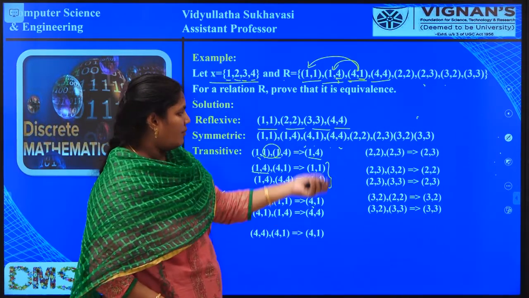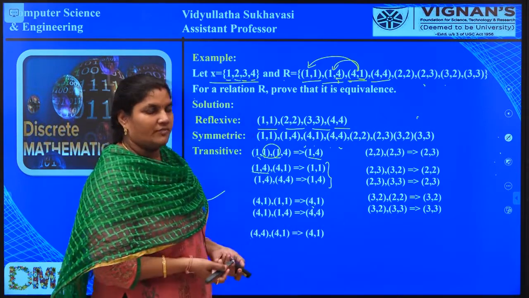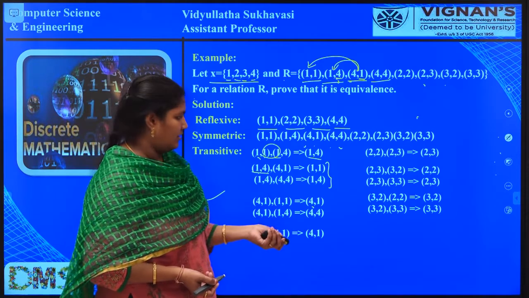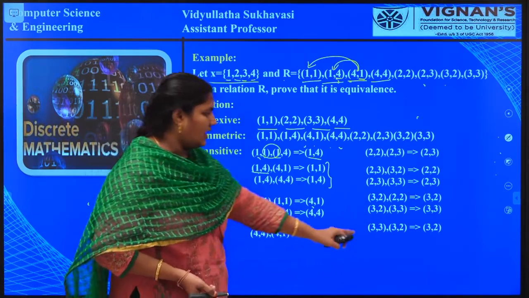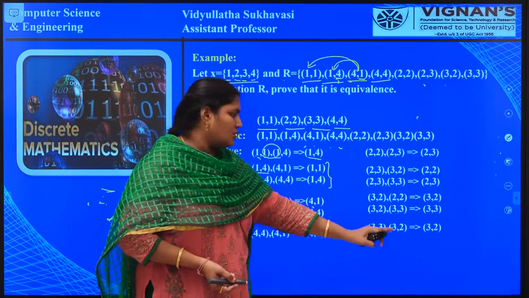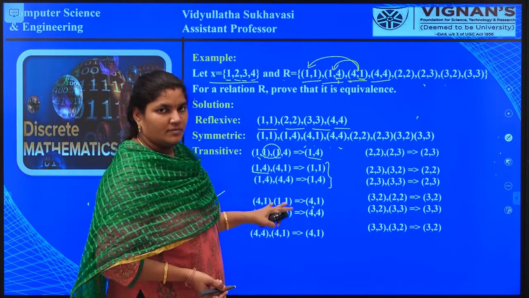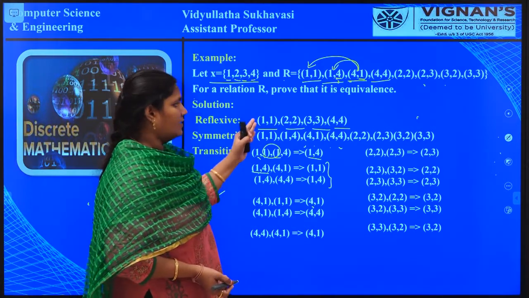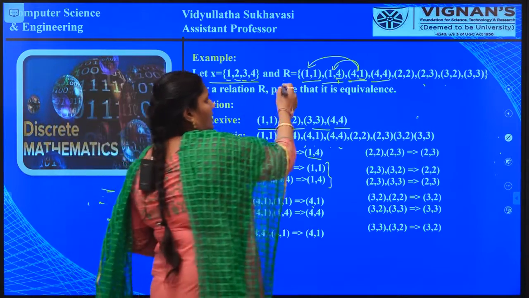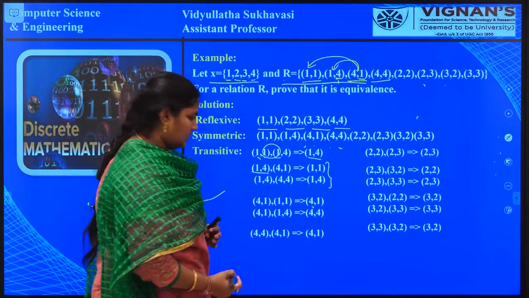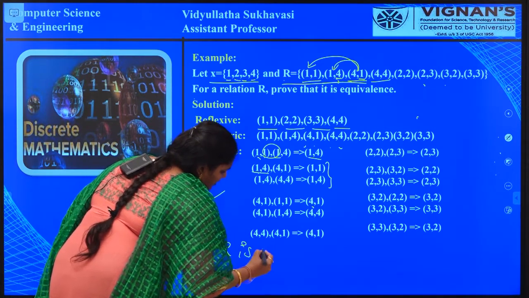And next 3 comma 2 will be checked with these 2 ordered pairs with the same procedure which we have checked previously. And next 3 comma 3 will be checked with 3 comma 2. So here since all the ordered pairs are satisfying transitive and also symmetric, reflexive, this given relation R is equivalence. So the given relation R is equivalence.